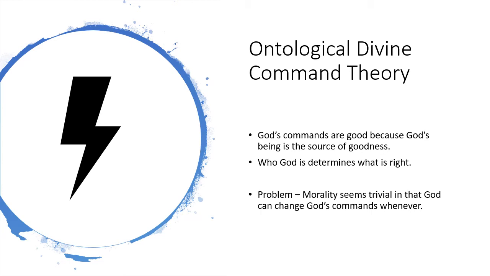So if one day God decides that people are supposed to count 20 seconds while they're washing their hands, and that's the good thing to do, then the next day God could decide that maybe you only need to count 10 seconds, and that's the good thing. And so the big problem that people see with ontological divine command theory is that it seems to make morality trivial, because ultimately God's commands can be changed at any time.